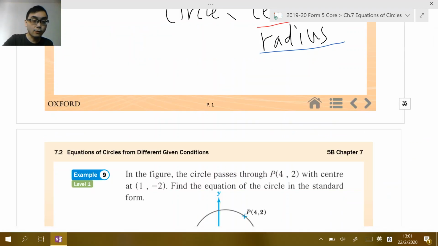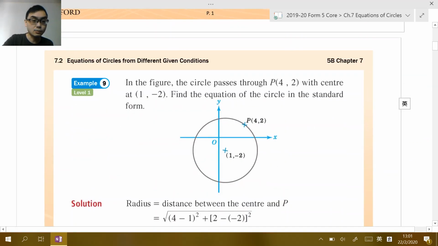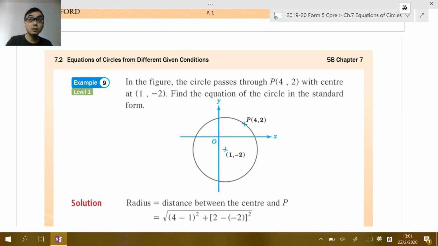If we take a look at the first example, example 9: in the figure, the circle passes through P(4, 2) with center at (1, -2). Find the equation of the circle in the standard form. Please remember, no matter whether the equation has to be found in standard form or general form, they're the same, because the difference is whether you keep the distance formula with square or you just expand it as the general form. But the most important thing is to remember 2 points: find the center and radius.